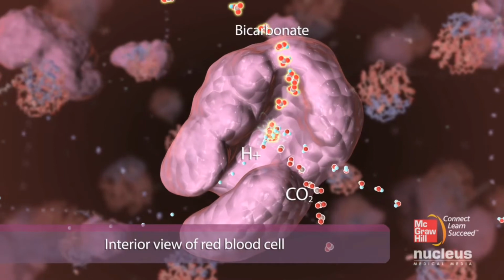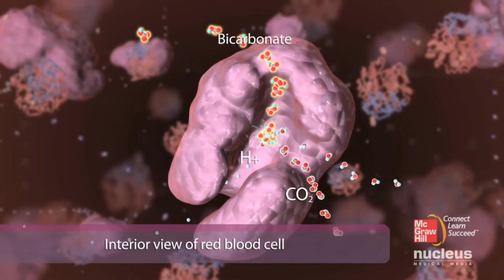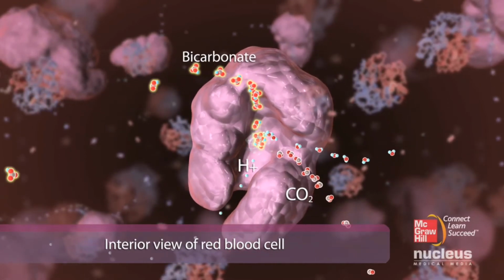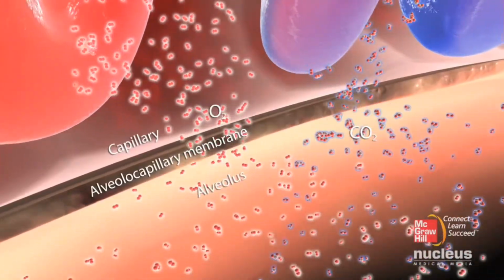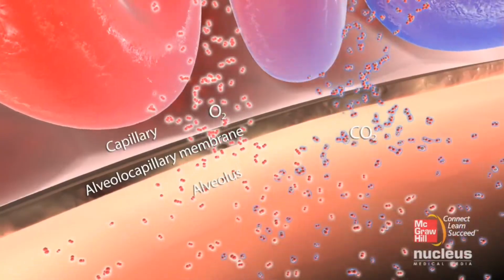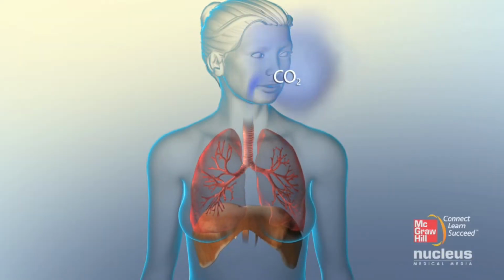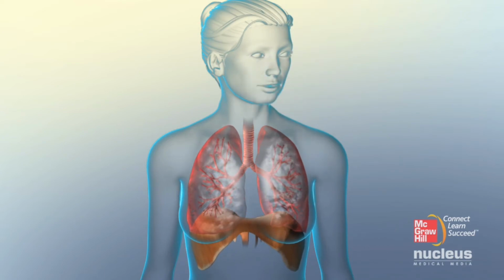Inside each erythrocyte, the bicarbonate conversion is reversed, recreating carbon dioxide, which diffuses across the erythrocyte into the alveoli and lungs and is excreted out of the body.